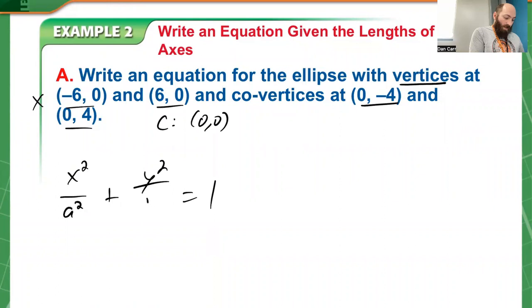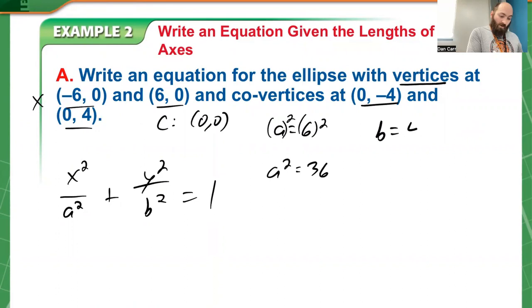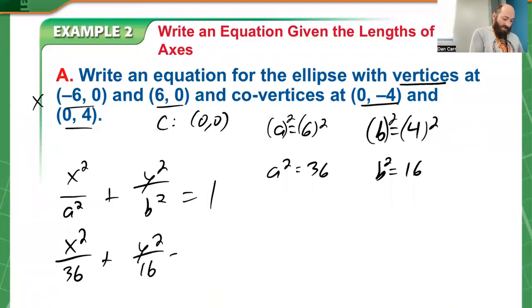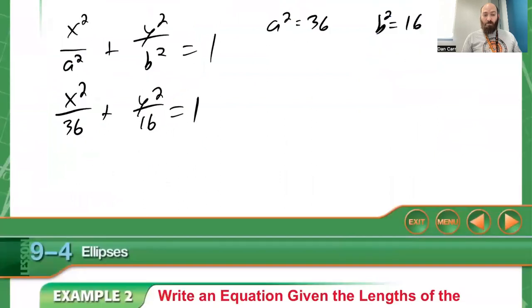In this case, a squared and b squared will be here because we have the major axis, the vertices are going in the x direction. So since a is equal to 6 in this case, I can square both sides so that a squared is equal to 36. If b is equal to 4, I can square both of those, so I get b squared equals 16. So that's what goes under the x squared and y squared. So x squared over 36 plus y squared over 16 equals 1. And that's it. We're just using, again, the definition of vertices and co-vertices to help us get our equation.